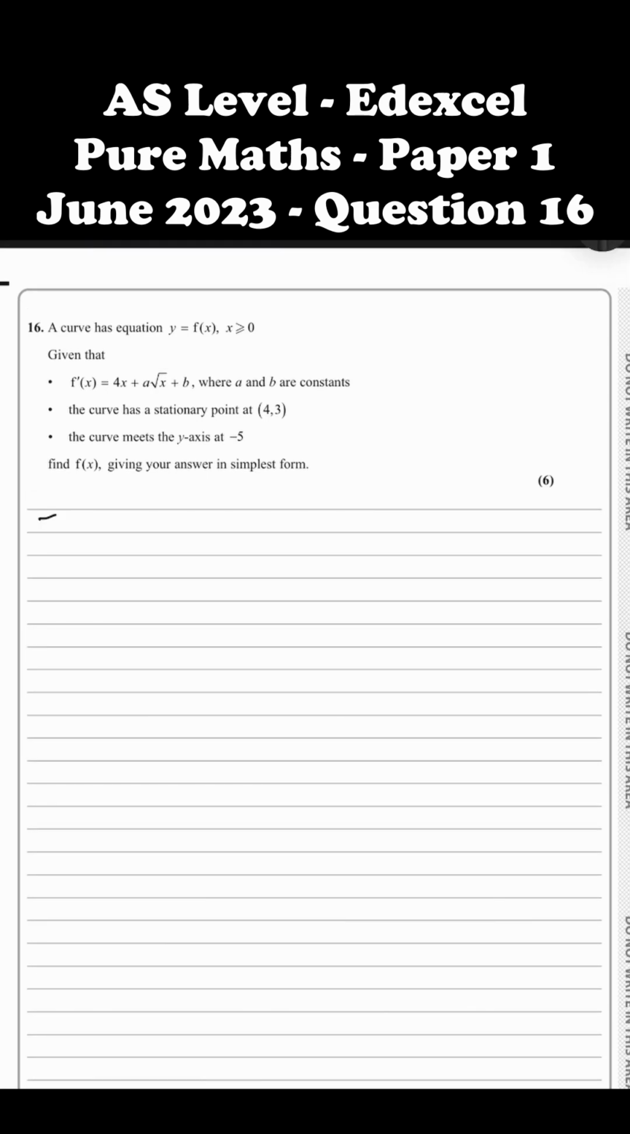What I'm going to say first is if it's a stationary point, then we have f dash of x equals 0 by definition of a stationary point. And we know that the stationary point is at 4, 3. Therefore, f dash of 4 equals 0.